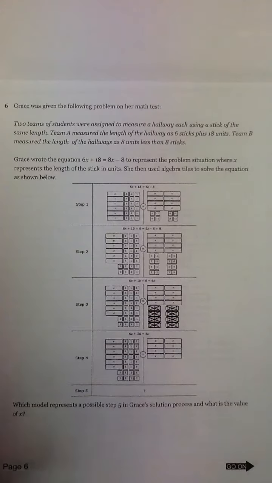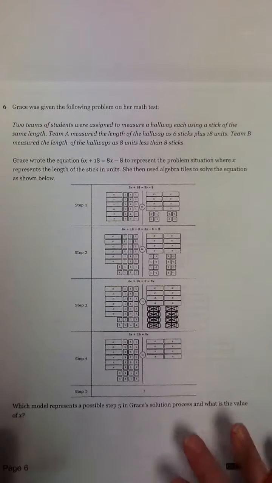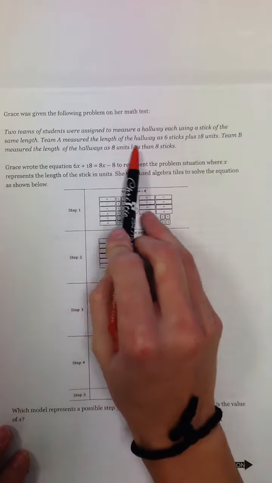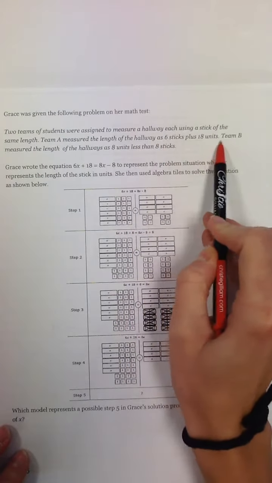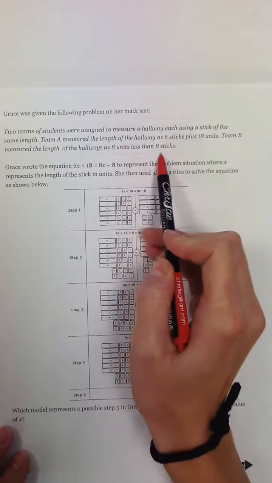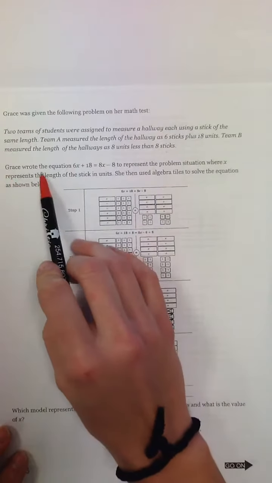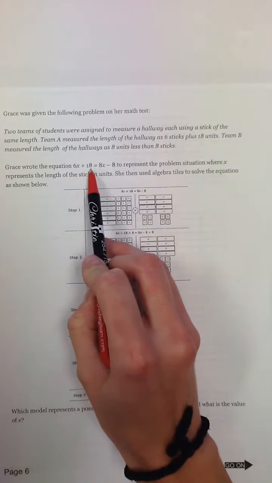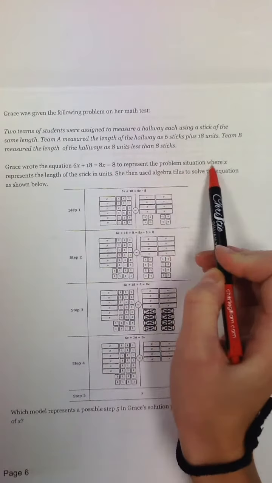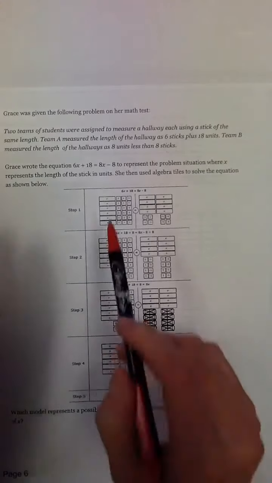Okay, number 6. Grace was given the following problem on her math test. Two teams of students were assigned to measure a hallway, each using a stick of the same length. Team A measured the length of the hallway as 6 sticks plus 18 units. Team B measured the length of the hallway as 8 units less than 8 sticks. So Grace wrote the equation 6x plus 18 equals 8x minus 8 to represent the problem situation, where x represents the length of the stick in units.